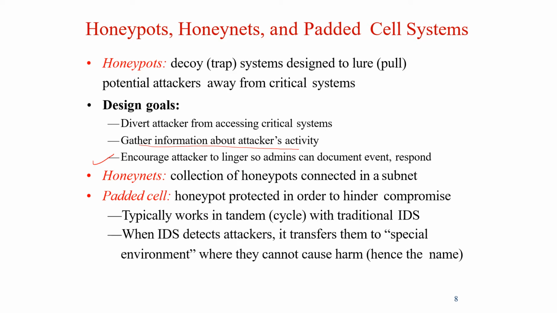Next is the honeynet. A honeynet is a collection of honeypots connected in a subnet. A padded cell is a honeypot protected in order to hinder compromise. It works in tandem, that is in a cycle, with a traditional IDS. When the IDS detects an attack, it transmits the attacker to the special environment, right? There they cannot cause harm, hence the name padded cell.